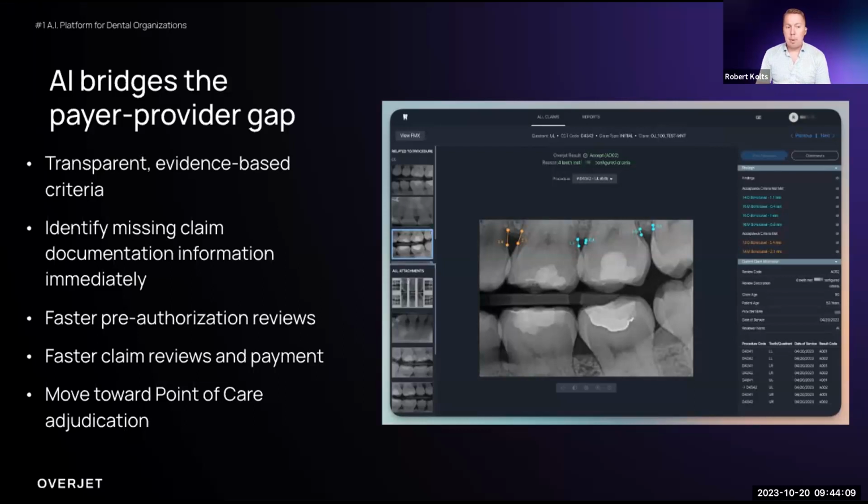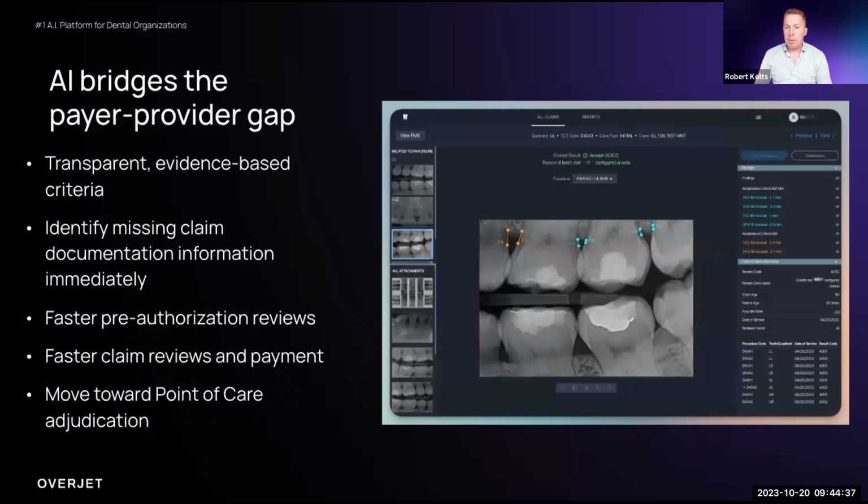And so the way this is primarily being used right now is for your crown codes, some third molar extractions, and scaling and root planings. And again, this is happening whether or not your office is using AI; the payers are already applying this. And so you now have the ability to see the same AI findings that the payers are already seeing. Now, the next step of where this is going to go is faster pre-authorizations. And then ultimately it's point of care adjudication.